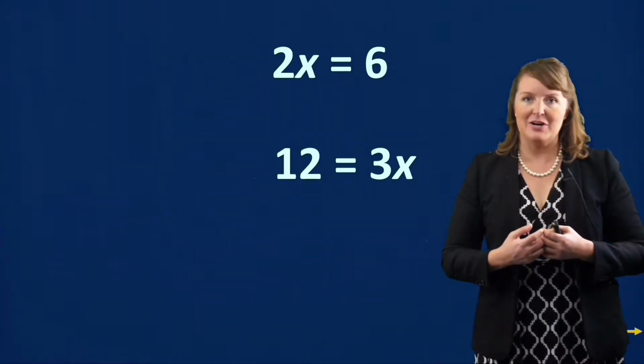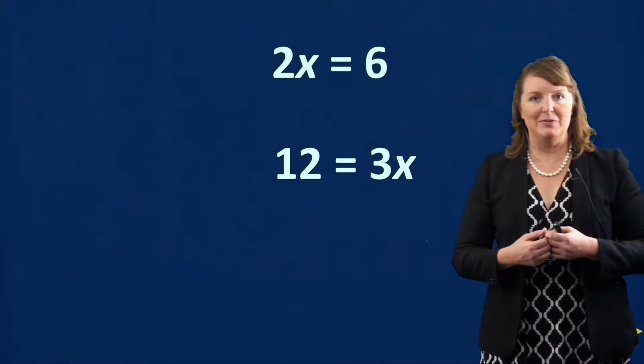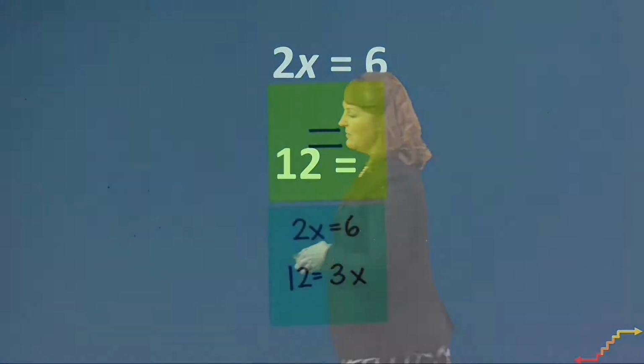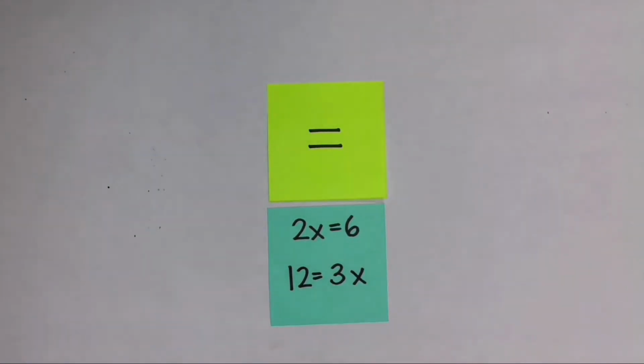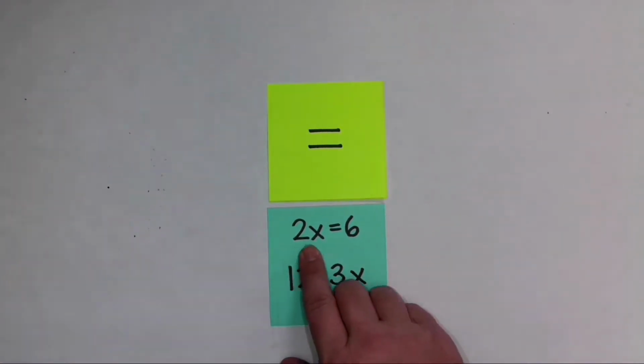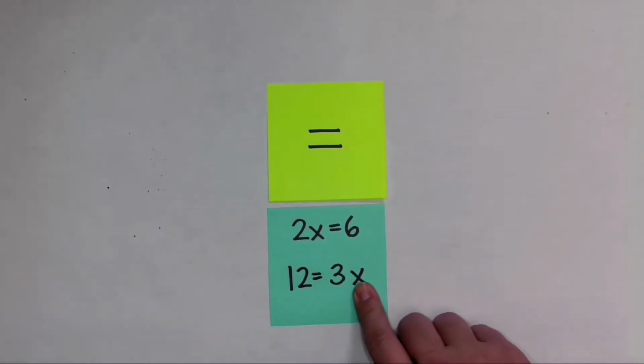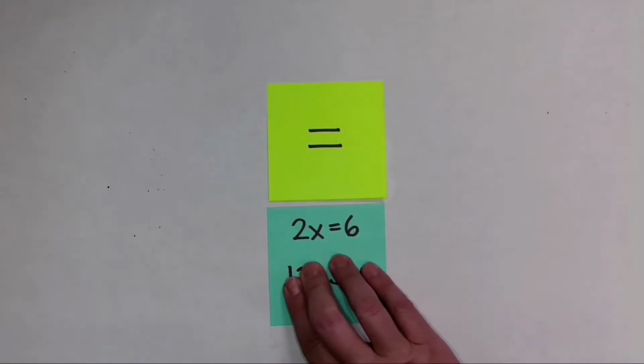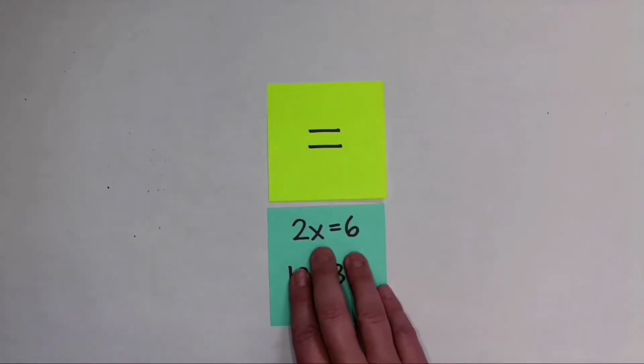So let's go ahead and use our algebra tiles to solve these two problems. So I've written my problems right over here: 2x equals 6 and 12 equals 3x. Let's focus on this first problem. Here I have 2x equals 6.